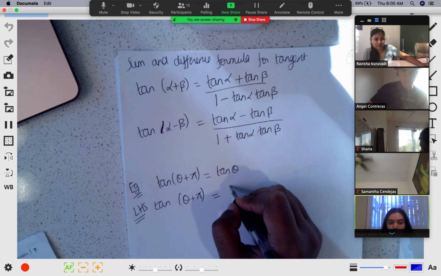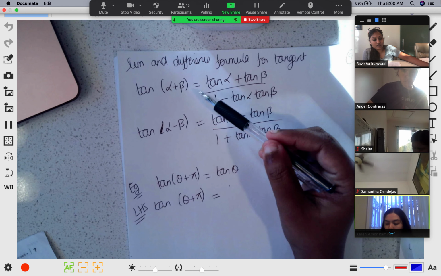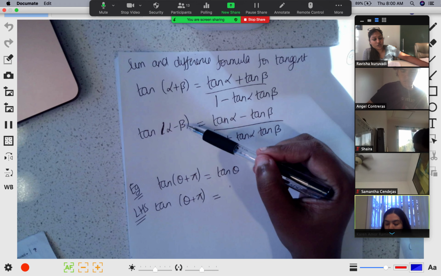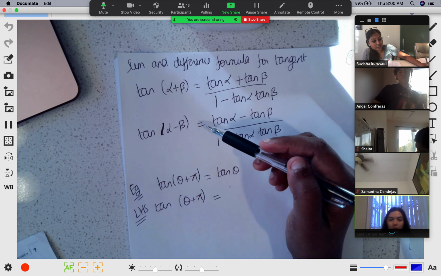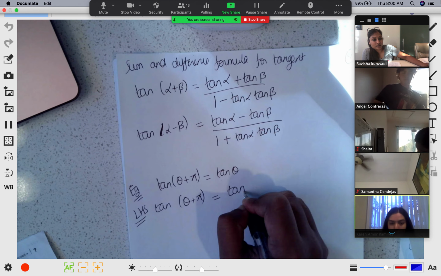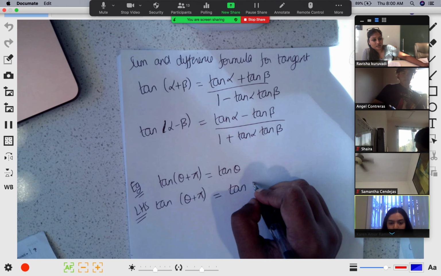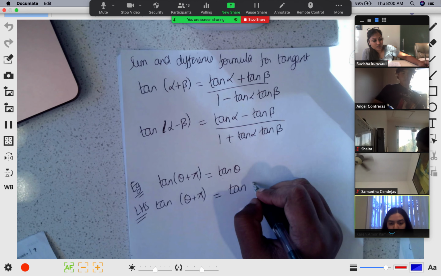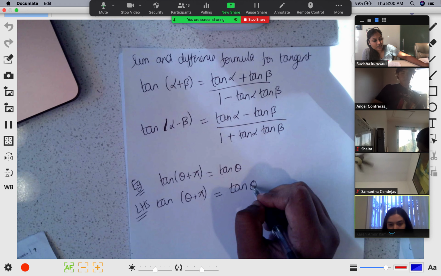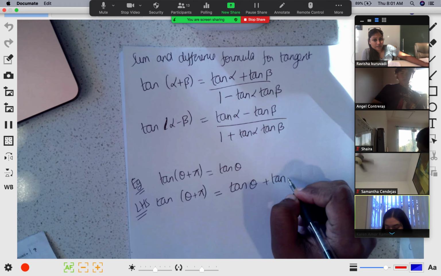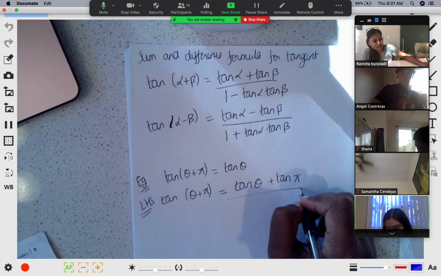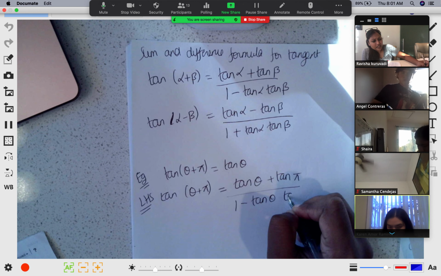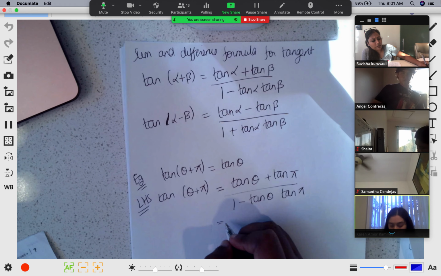Which formula is it? Is it the first one or the second one? The first. Okay, so what does it become? Tangent, what's your alpha? Alpha is theta. And your beta is pi. Okay, so you get 1 minus tangent theta tangent pi. I don't know what tangent theta is, but what's the value of tangent pi?